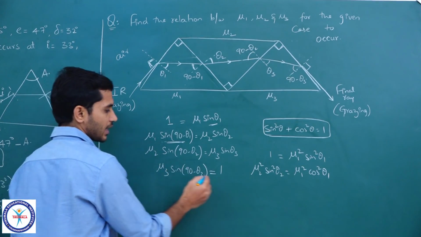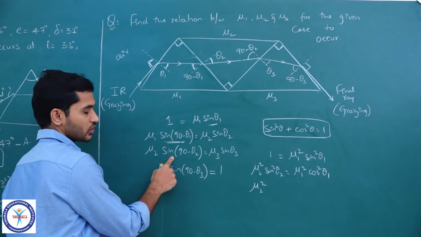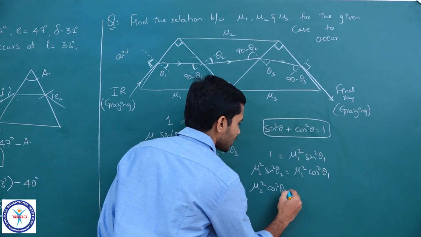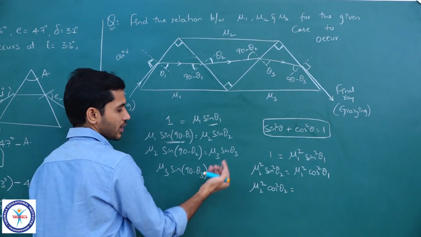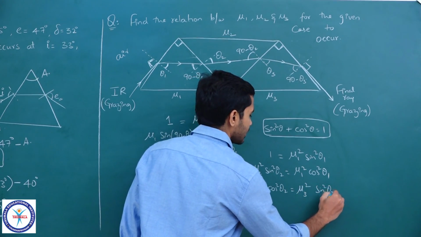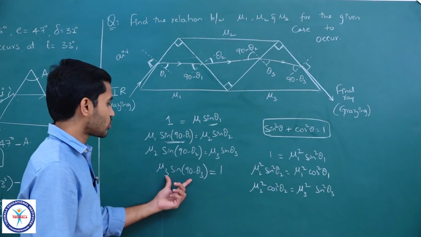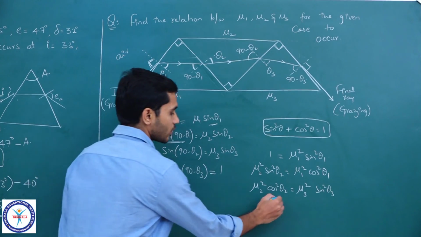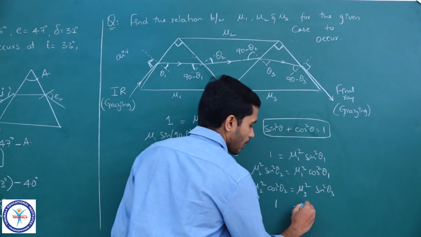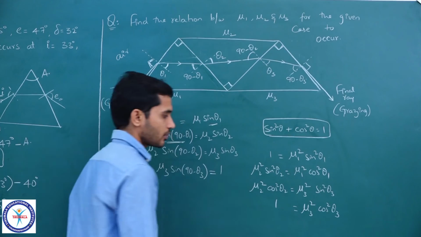If I square it, I get mu 2 square into, this is cos, right. So, cos theta 2 whole square, which is cos square theta 2, is equal to, square this, mu 3 square into sin square theta 3, right. And finally, because we have theta 3 on that side, I will square this and take it to the other side. So, I will get 1 is equal to mu 3 square cos square theta 3. So, that is it.